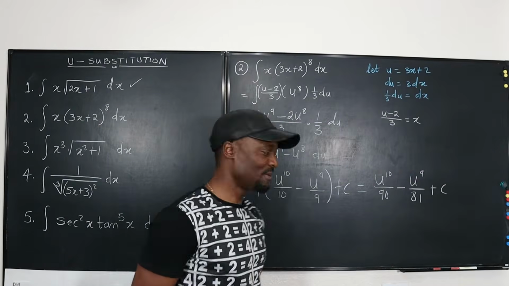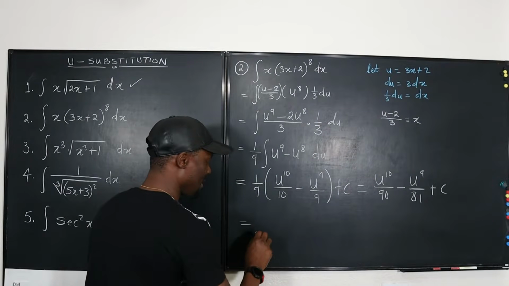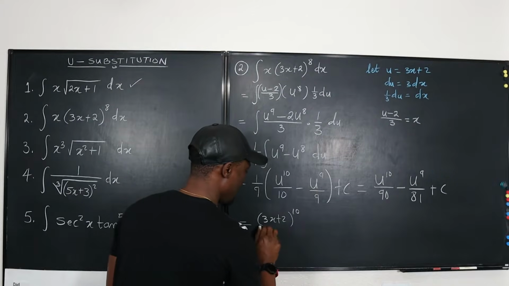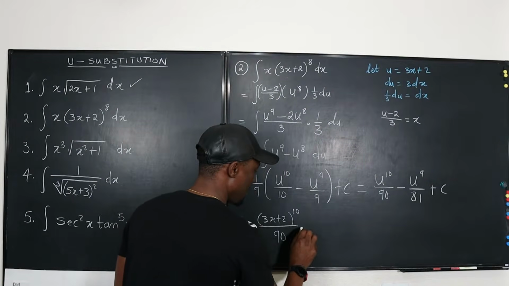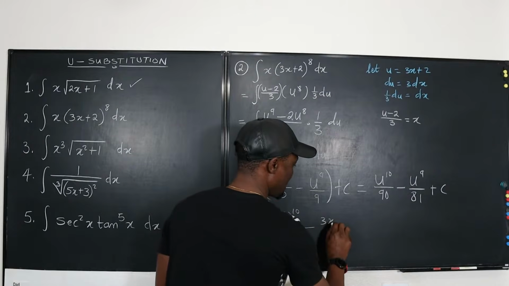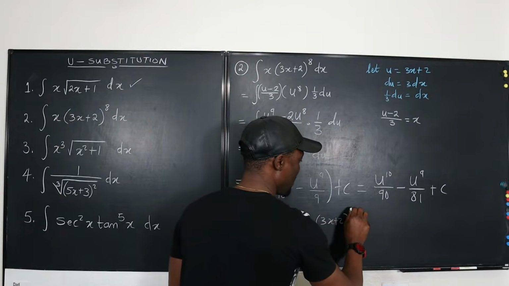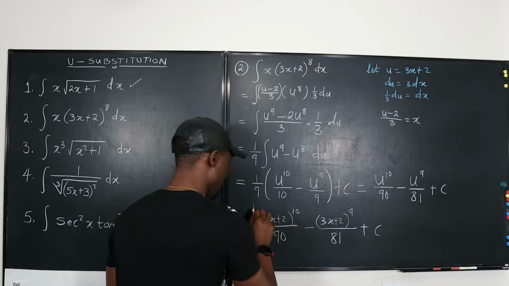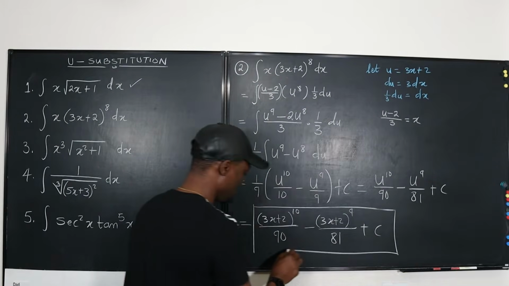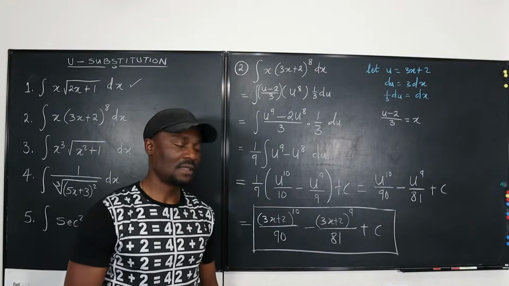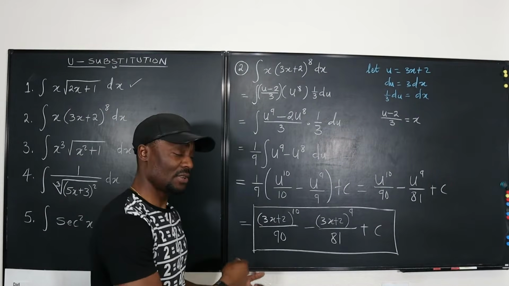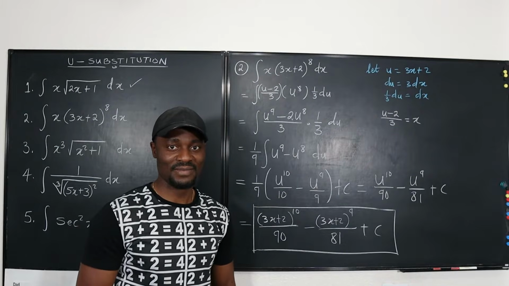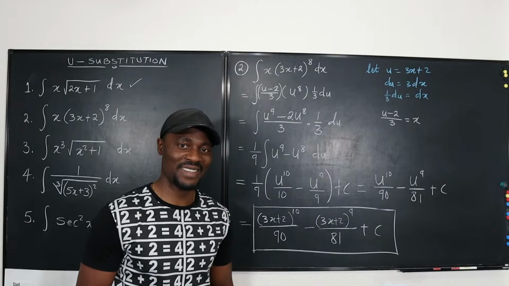It's 3x plus 2. So you can come here and say this is (3x plus 2) raised to power 10 over 90, minus (3x plus 2) raised to power 9 over 81, plus c. Nothing else I'm interested in. That's it. Should you factor? Whatever, I don't care. You could do that if you want to be beautiful. But I am just good.